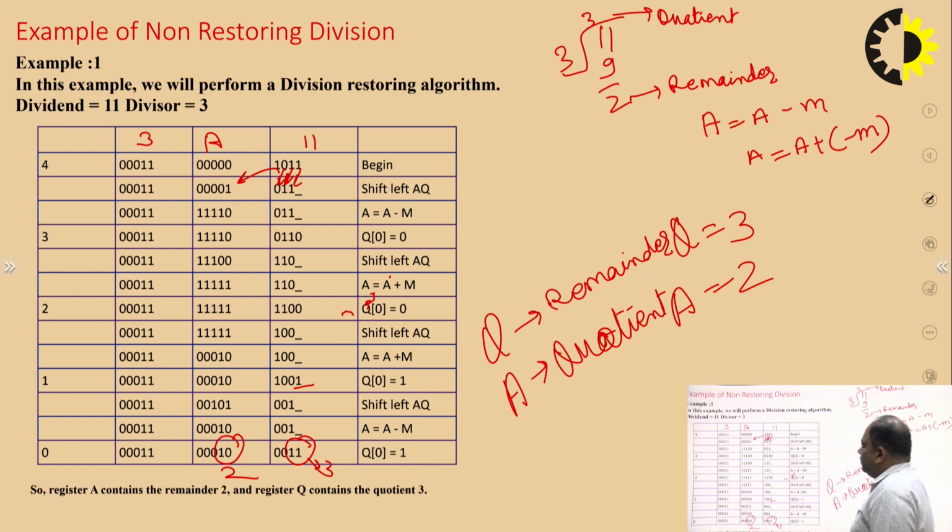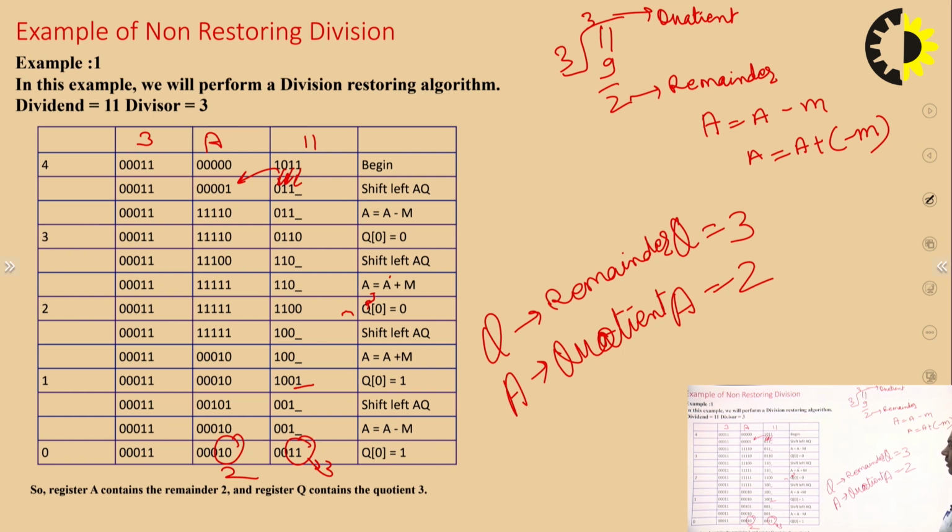So first we convert these decimal numbers into binary, then the number of bits can be decided or given. Here we use 5 bits. Using 5 bits we do 5 iterations, and using 5 iterations we have got the quotient and remainder for 11 divided by 3.